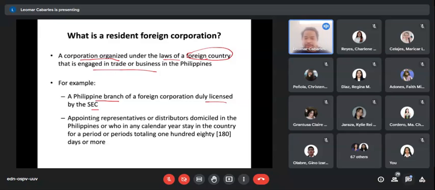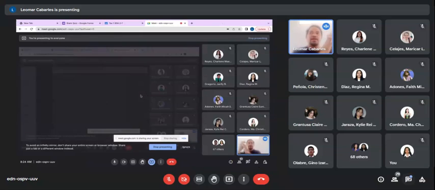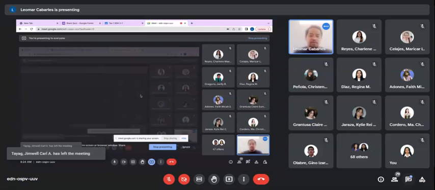O kaya meron siyang representative na appointed in the Philippines, no? So tapos nagstay ng 180 days. So kaya siya naging resident. So question, class, how do you know if a corporation is foreign or domestic?